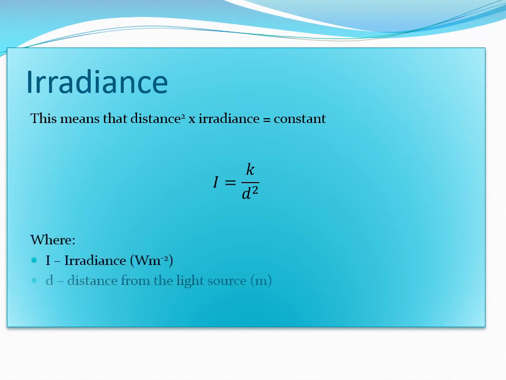Where I is just irradiance, d is just the distance from the light source in meters, and k is a constant. Now, because it's just a constant, it doesn't have units. The constant for irradiance is different for each light source. So if you're dealing with a bulb X and you work out that the constant for bulb X is 5, it will always be 5. But then if you look at bulb Y, you might find that bulb Y has a constant of 2, and it will always be 2 for that bulb, but the constants do change depending on what light source you are looking at.